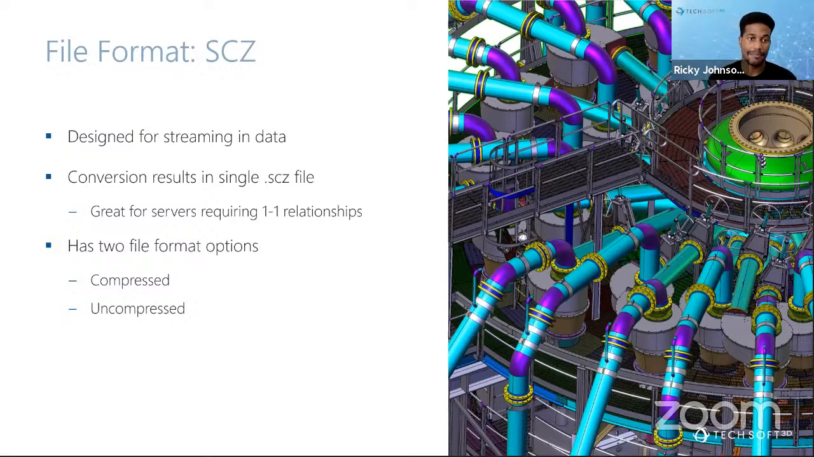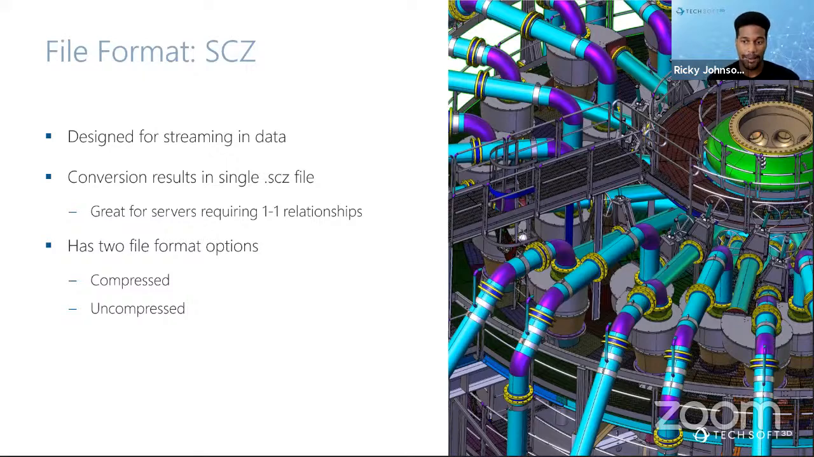When you convert your CAD model to an SCZ file, it creates a singular SCZ file. We have some legacy file formats that will result in multiple files being generated. However, the SCZ file format results in a singular file, which is great for server storage. You only have one file that's linked to one CAD model, and you don't have multiple files linking to a singular CAD model. This file format comes in two different flavors: compressed SCZ and uncompressed SCZ. Compressed SCZ is great for small models.